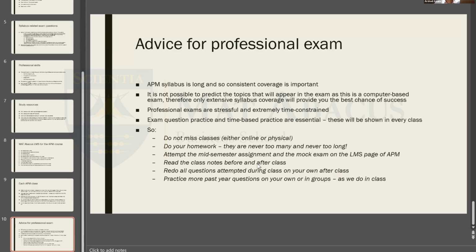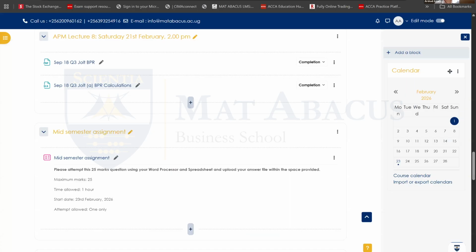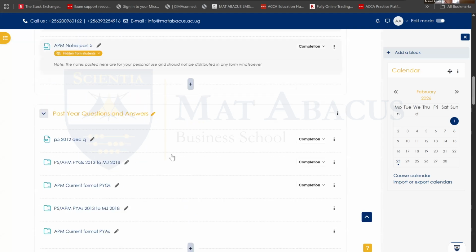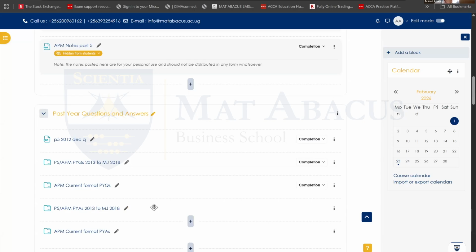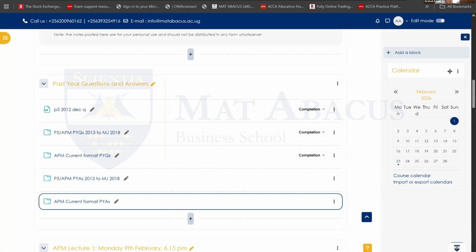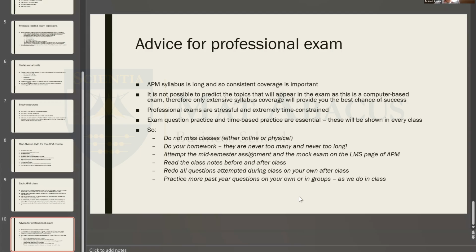Read your class notes before and also after class to see whether you have understood what we have explained. Whatever questions we do in class, later on, you try to redo by yourself. And then, of course, you need to practice more past year questions. That's why on the LMS, I put all the past year questions. You just have to download them together with the answers. I just have to update it. So you just give me 1 or 2 days, I will update. It's quite a lot of questions to update here. Okay. So that's basically your APM.